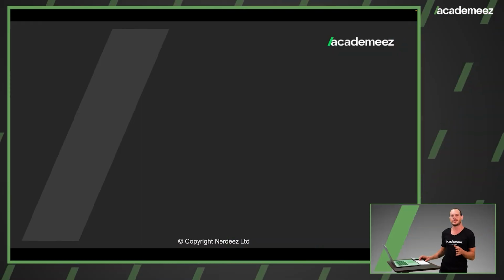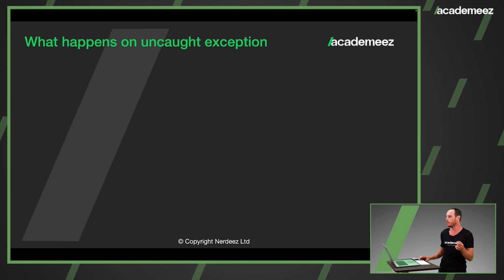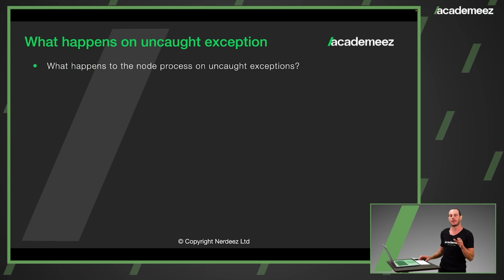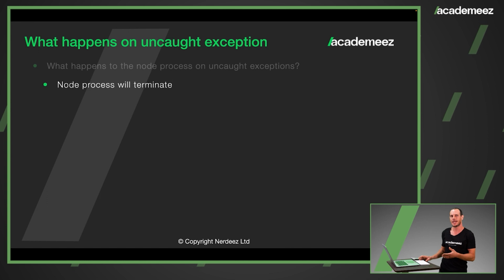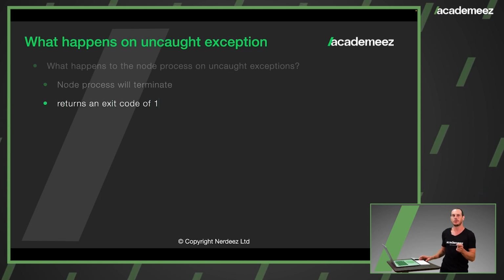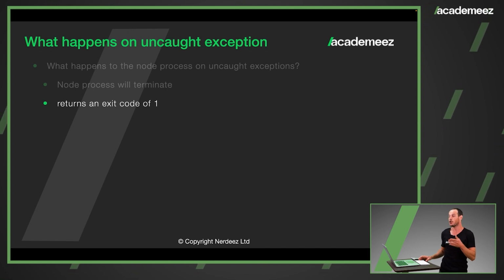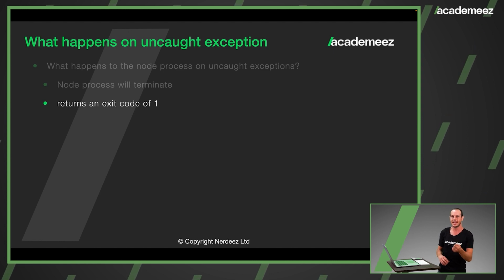It's important to understand what happens to the node process when you don't catch an exception. So let's check what happens to the node process on uncaught exception. First of all, when you don't catch an exception, the node process will terminate. The node process will terminate with an exit code of 1. And this termination will happen if you don't catch exceptions with synchronous errors as well as asynchronous errors.